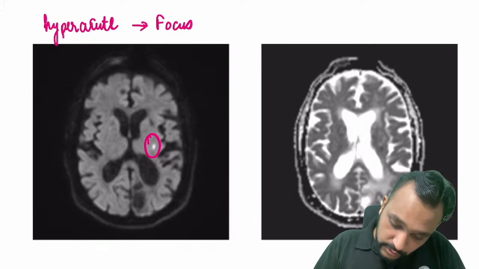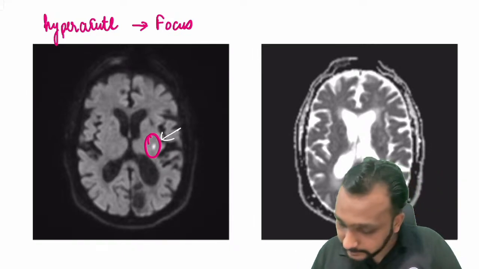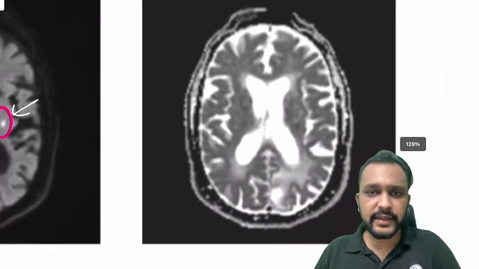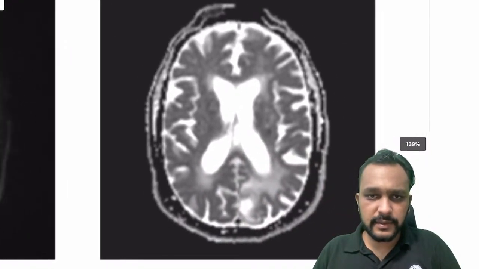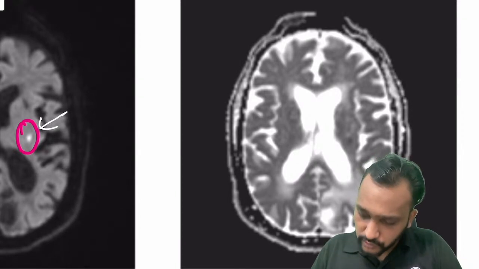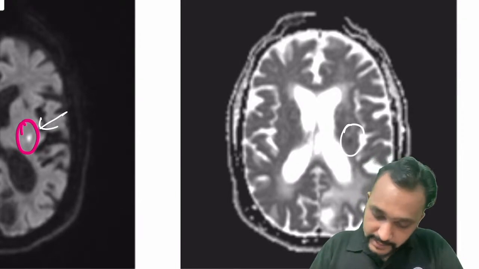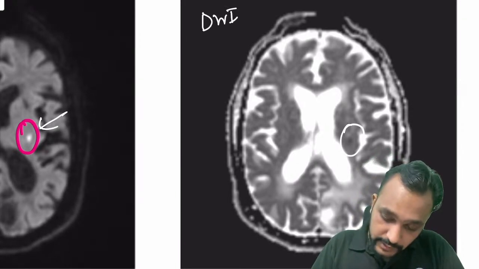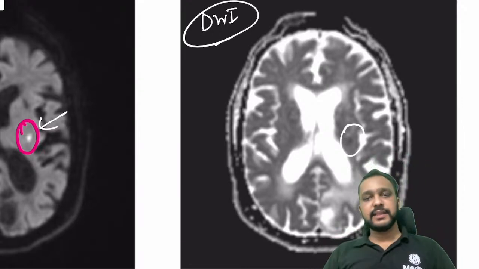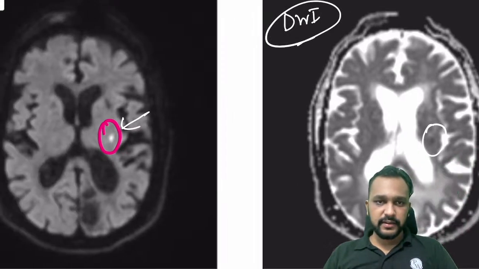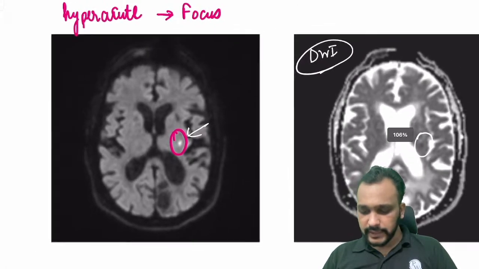So there is a focus of diffusion restriction that can be seen, and the same focus, if you look at this image very carefully, it is appearing dark. It means that it is showing diffusion restriction, right?